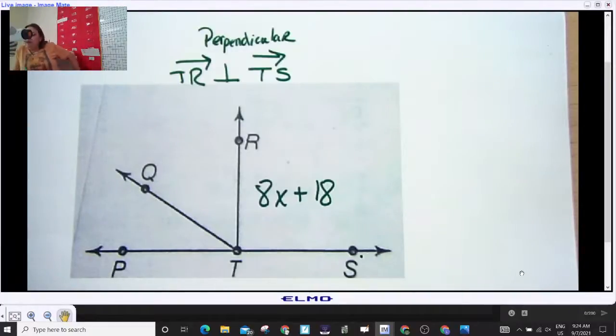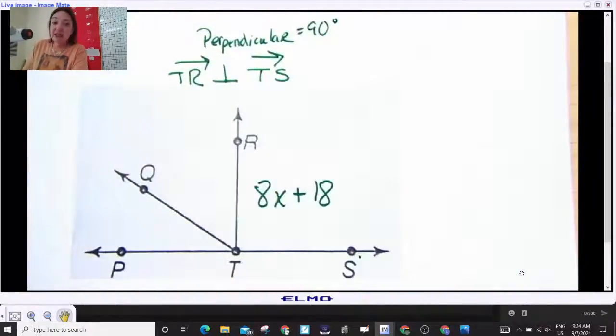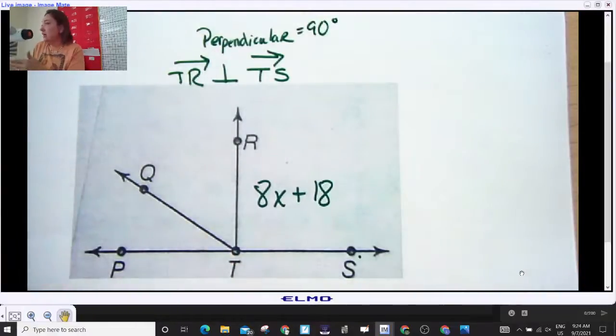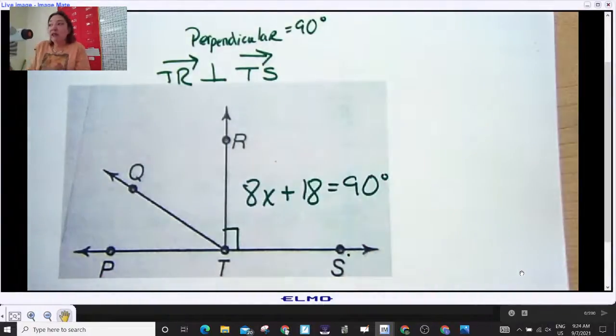Okay. All right. So, what does perpendicular mean, y'all? Where two lines intersect at 90 degrees. So, it's very specific. They have to intersect at 90 degrees. So, if TR and RS intersect at 90 degrees, what does that tell us about this angle RTS? It equals 90 degrees. So then we can just set up a little equation and solve it to find the value for x. How do we solve that?